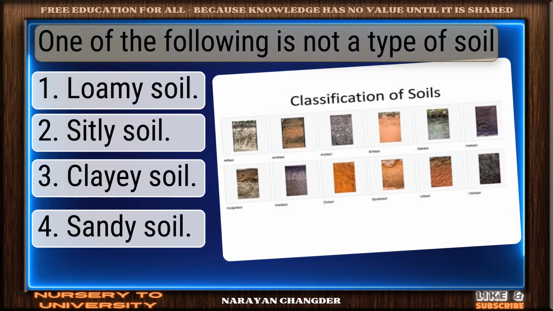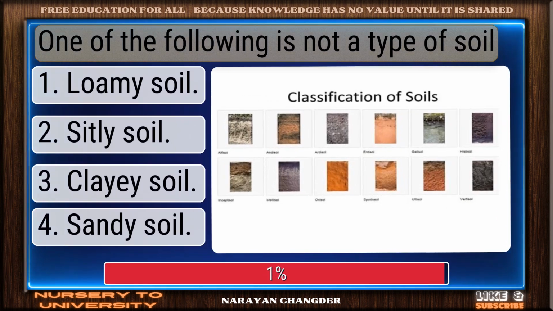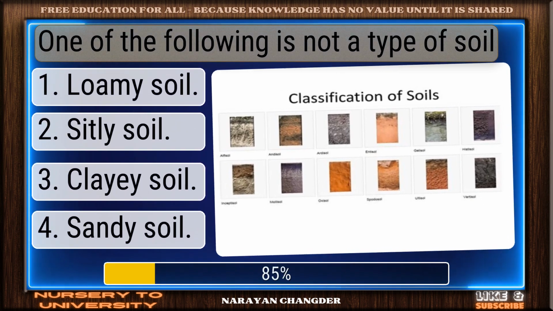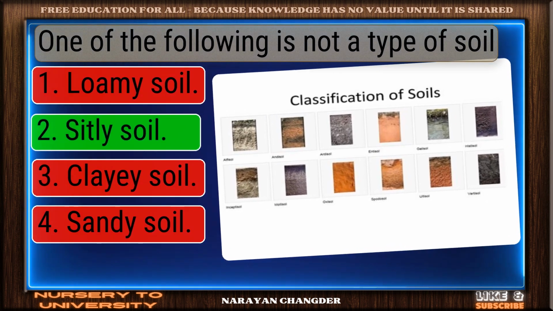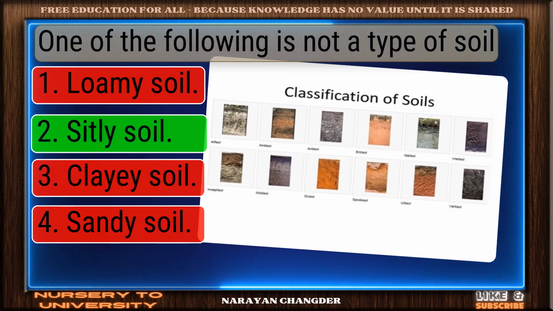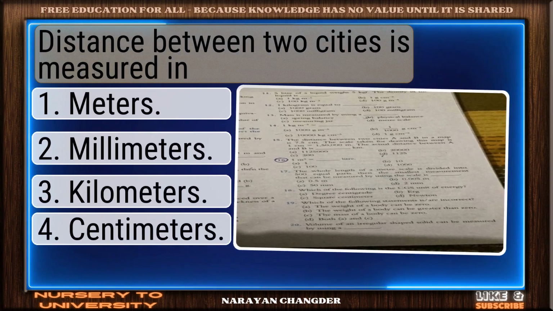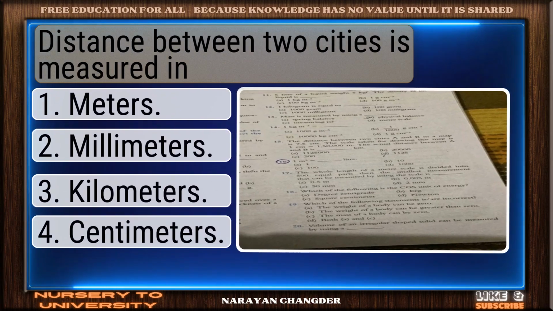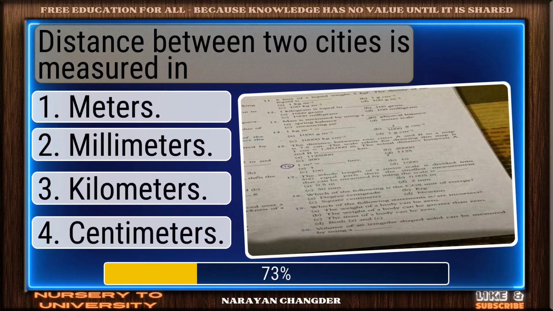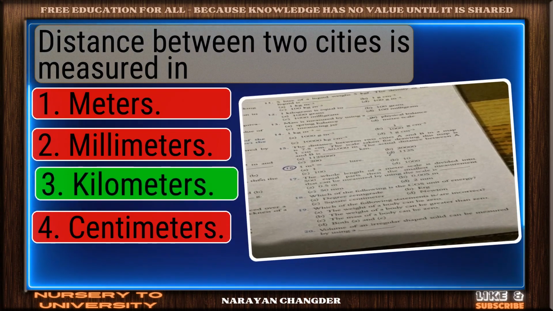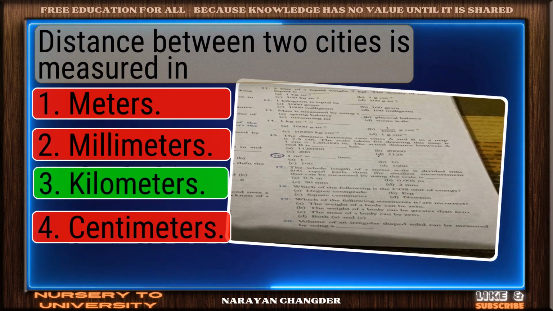Question number 67. One of the following is not a type of soil. Good job. Your answer, silty soil, works well here. Question number 68. Distance between two cities is measured in. Valid point. Kilometers is true.